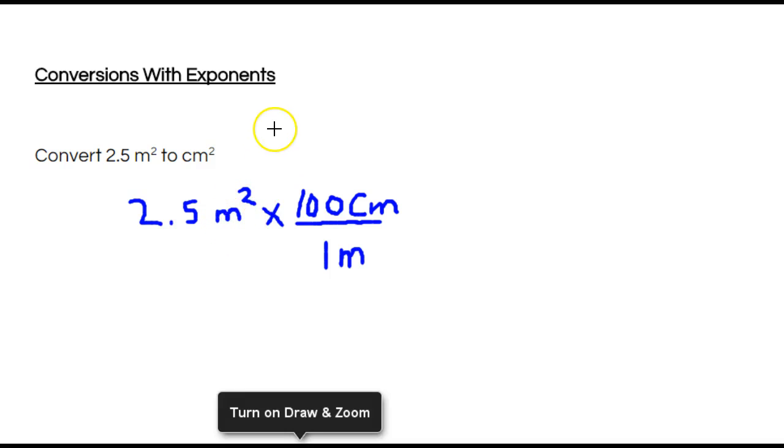So I need to take that into account, and this is the new part. So how do I turn a meter into a meter squared? Well, I square it. But remember, whatever I do to one part, I have to do to the other. So I need to square both parts of this fraction. So that is the new part. So let's see what we end up with after we do that exercise. So instead now I'm looking at still my 2.5 square meters.